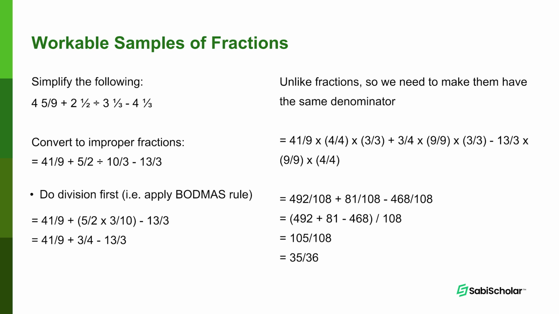So we can now add or subtract the numerators as appropriate. That will give us 492 plus 81 minus 468 divided by 108, which will give us 105 divided by 108. And that numerator and denominator can both be divided by 3. I know they can both be divided by 3 because if you add the digits together, it will give you a number that can be divided by 3.